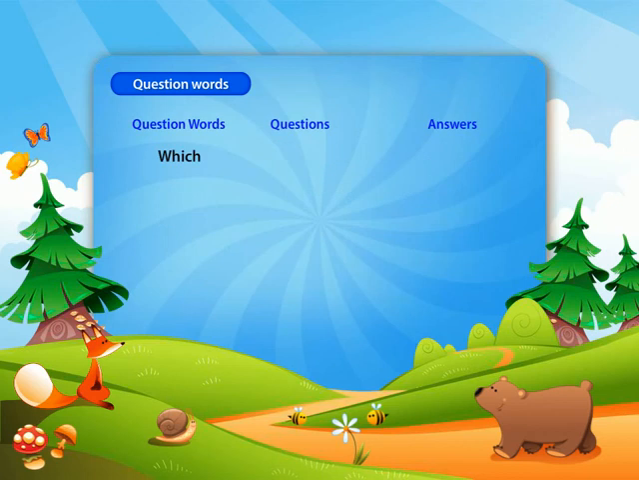For example, which do you sing, jazz or pop songs? You would choose one type of music and answer. For example, "I sing pop songs."